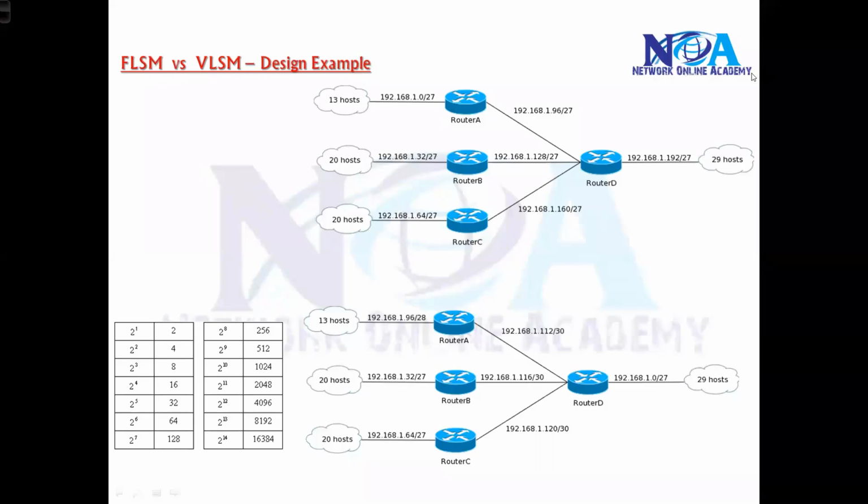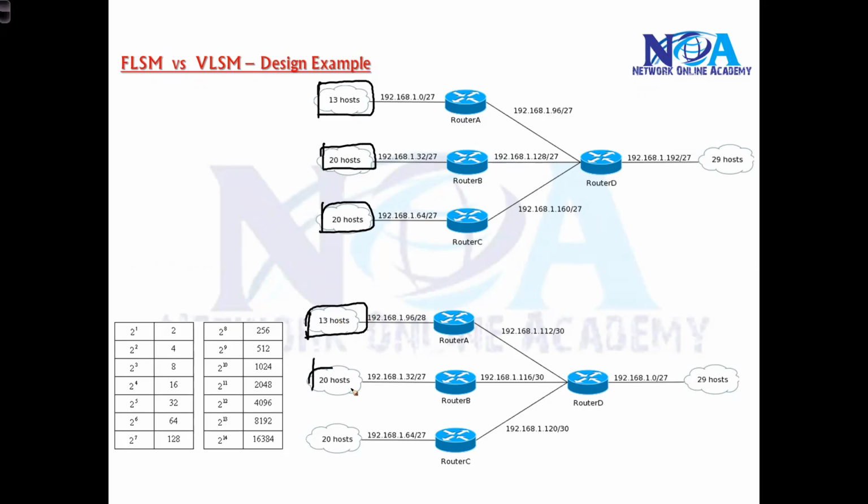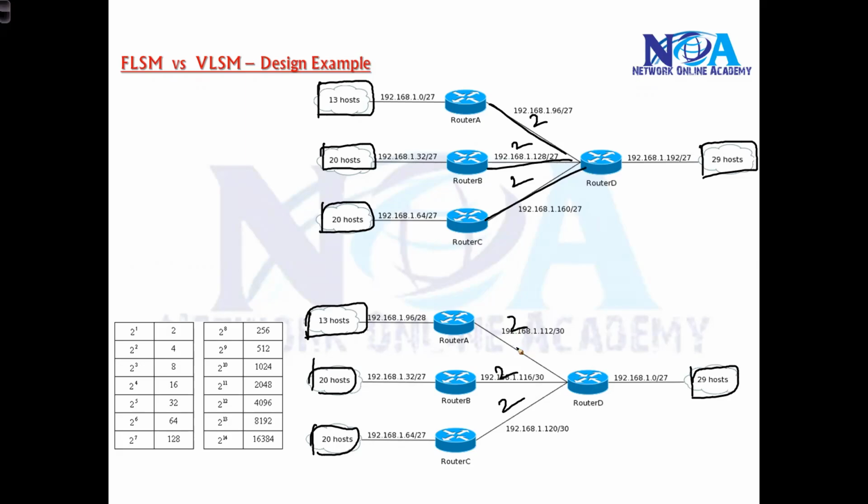Next, if you just want to compare the FLSM and the VLSM designs with an example while assigning the host IP addresses, here I have two different topologies. Basically both have the same requirement. If you see here, 13, 20, 20, as well as 29 hosts in this LAN, and of course on every router interface we need 2 IPs. So these are typically your LAN interfaces, and these are your WAN interfaces normally.